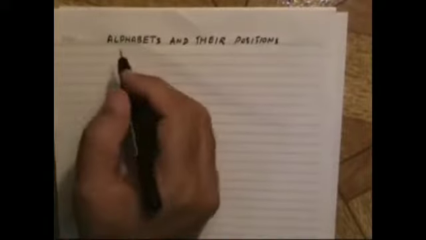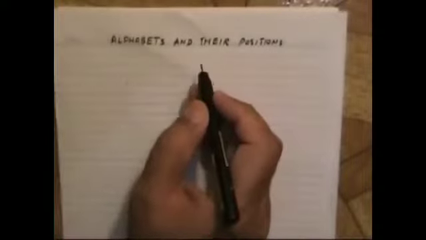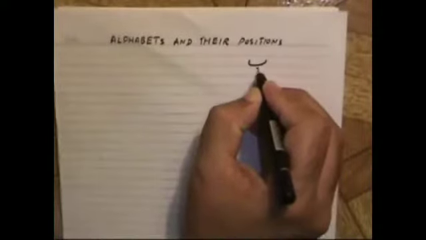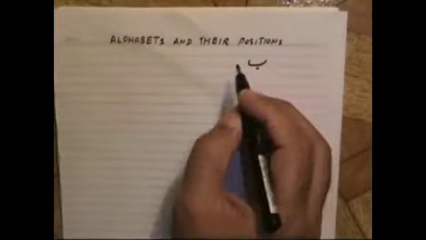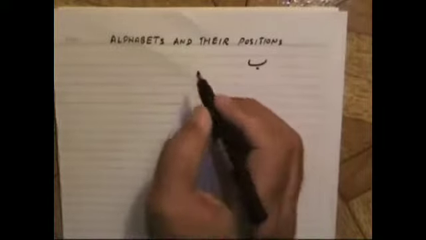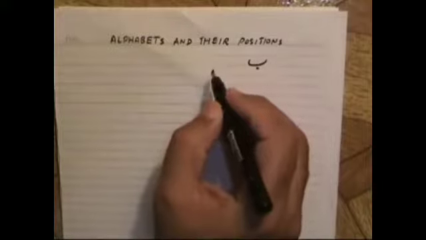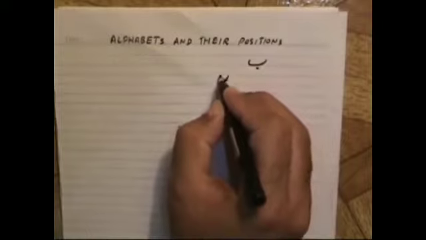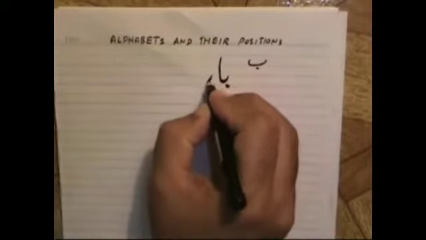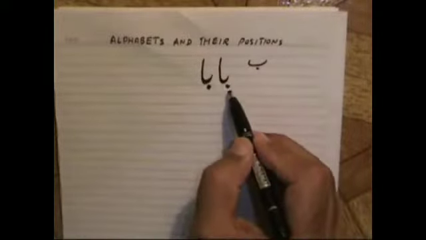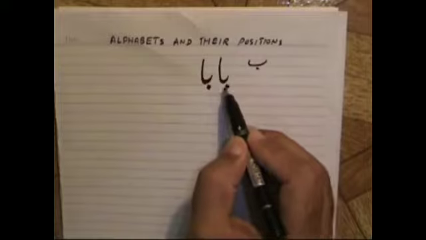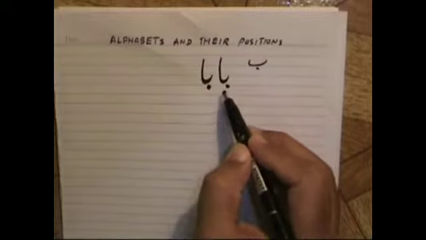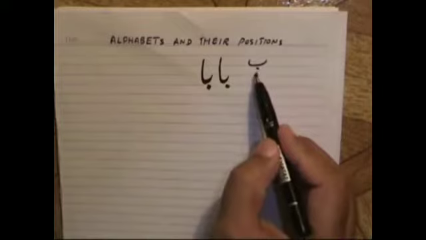Now in this lesson we are going to discuss the alphabets and their positions. If you see Be and there is a word Baba, normally we use it for father, and if I write Baba in Urdu, it will be like this, Baba. This part of Ba, where we are using Be, is quite different than the original shape of Be.